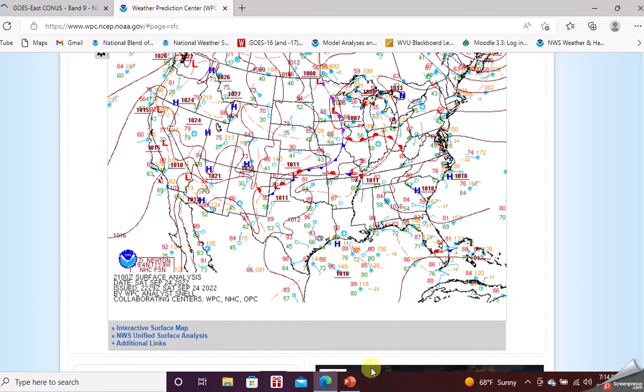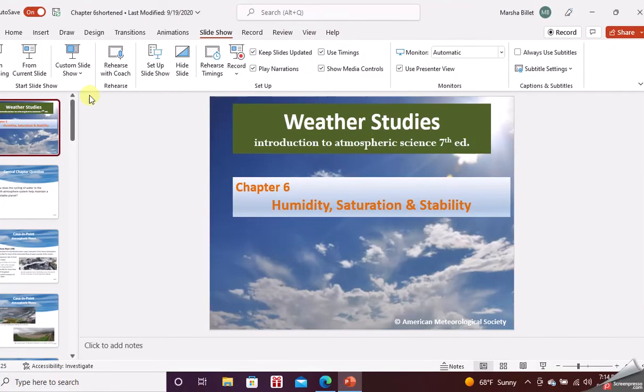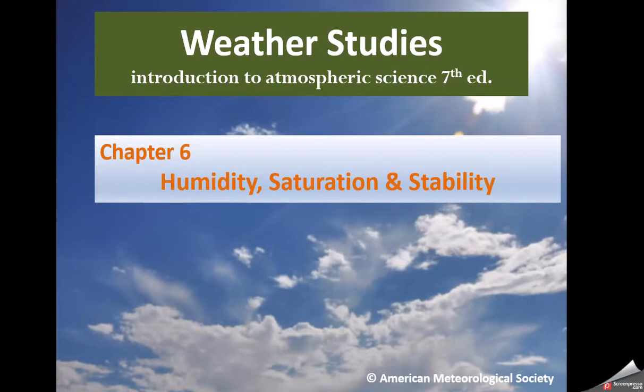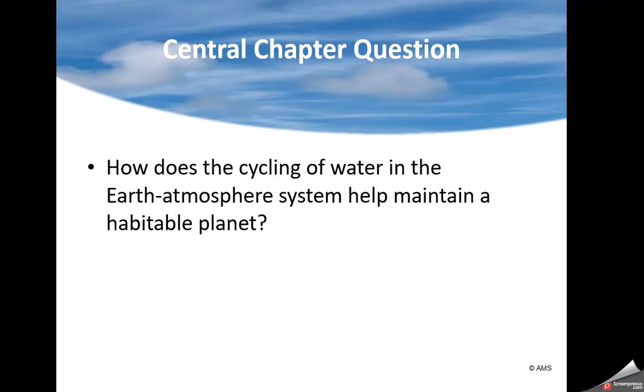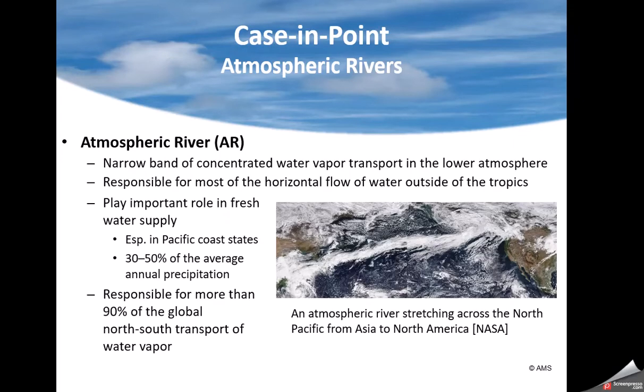So let's explore this a little bit here. So we're going to start this, and we'll move along here. We're looking at the cycling of water in the Earth's atmospheric system, and it makes us habitable. We need water to live.